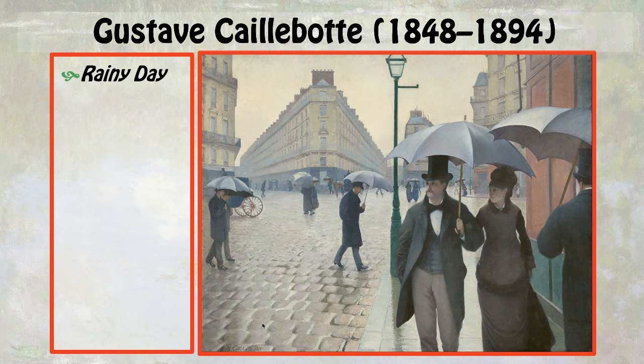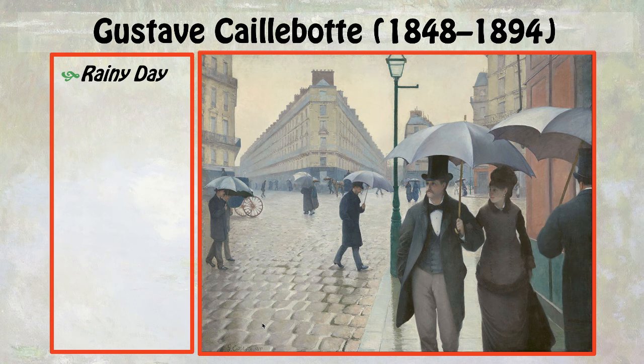Unlike most of the rest of the Impressionists, he came from money. He was independently wealthy, and apparently he was really generous. He was really supportive of many of the other artists who, at the beginning of their careers, were pretty impoverished because they were creating such avant-garde art.